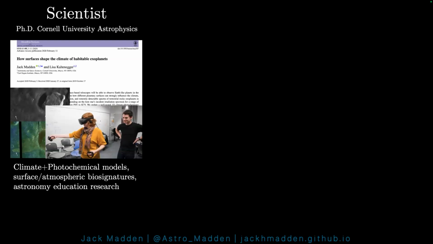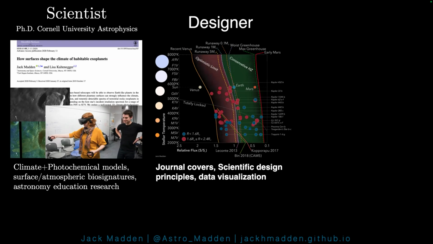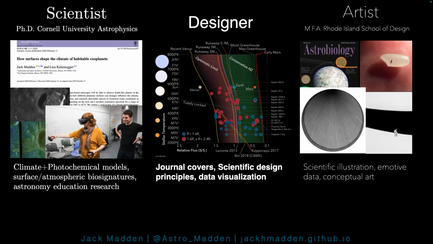So just a little background on myself before we get started. I got my PhD studying the habitability of planets, and also did a fun side project on the effectiveness of virtual reality in education. I've done a lot of design work during my PhD in data viz and journal covers, teaching workshops on scientific design. And then after my PhD, I actually went to art school. I went to RISD to get my M.F.A. to do more emotive data and conceptual art in their digital media program. And then that's where I started working and then teaching this course, but now I'm in Pasadena.